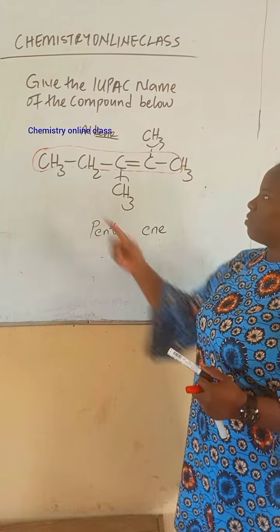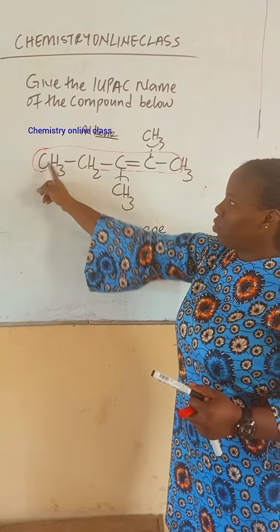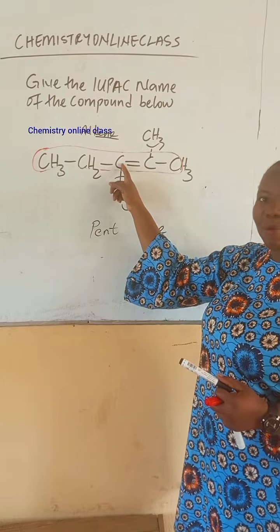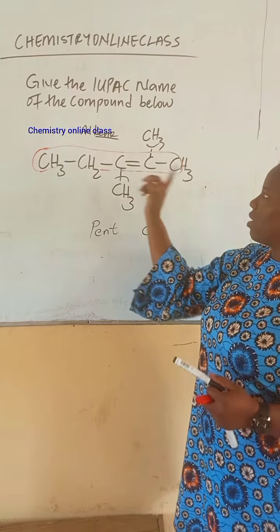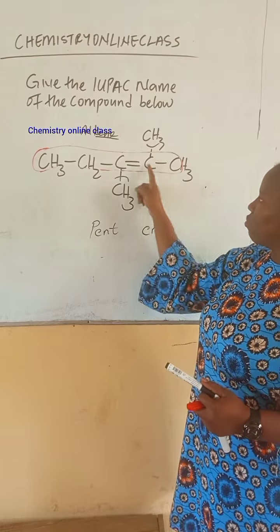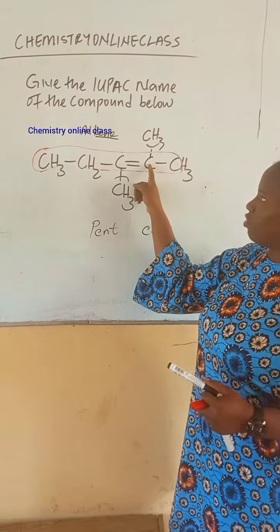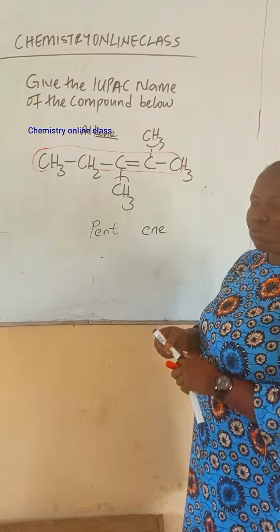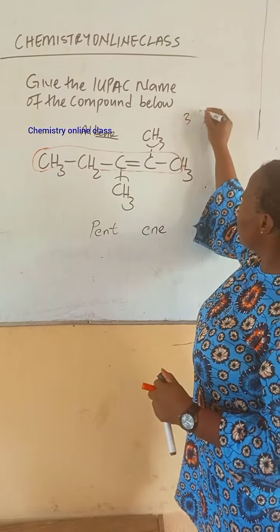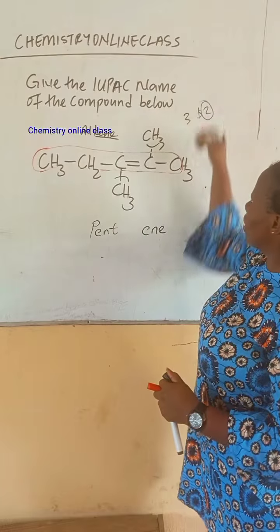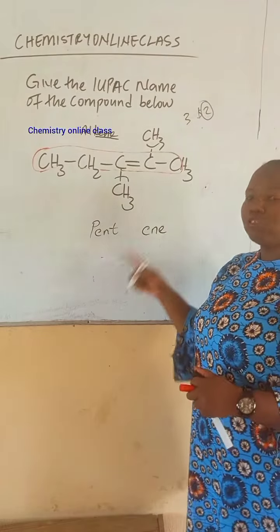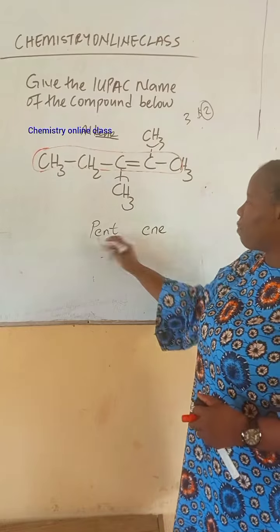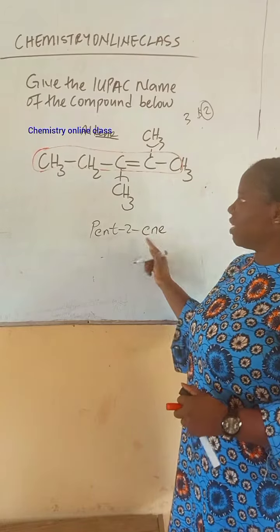Now let's count. From this carbon, 1, 2, 3, 4, 5. The functional group is at carbon number 3. Now let's count from this place. 1, 2, 3, 4, 5. The functional group is at carbon number 2. So 3 and 2, which one is the lowest? We are going to take 2. That's the lowest possible number. That is our starting point. So we are going to have pent-2-ene.